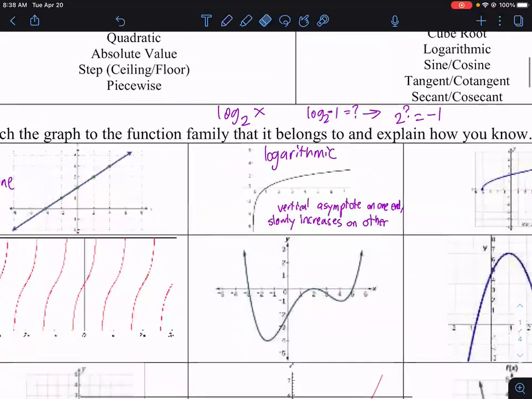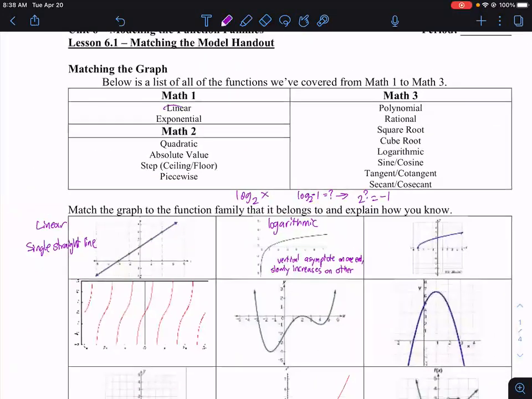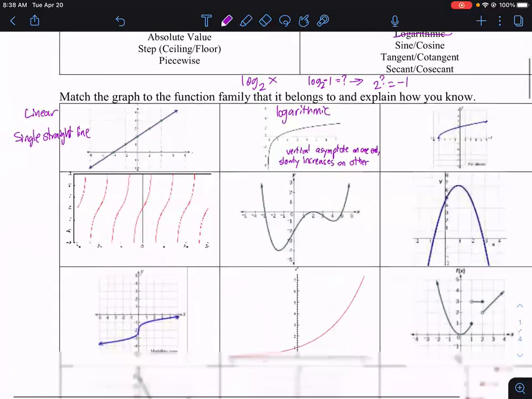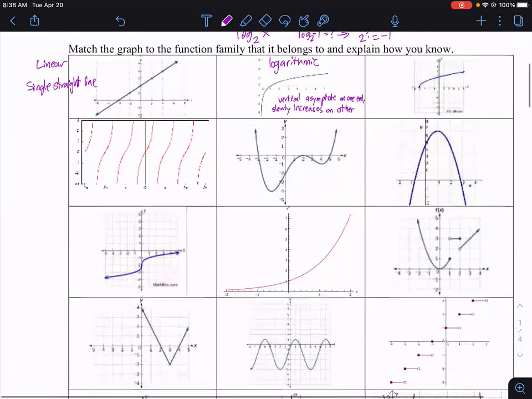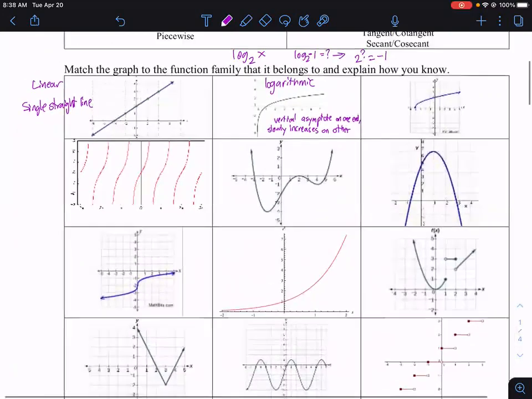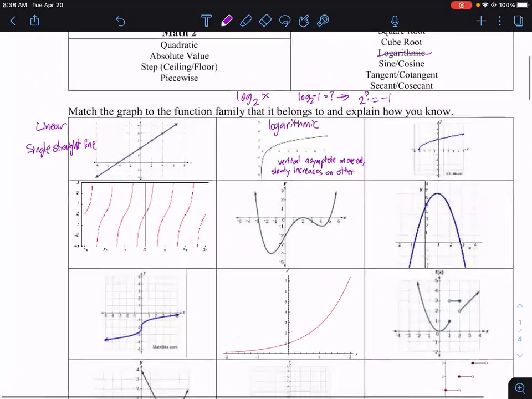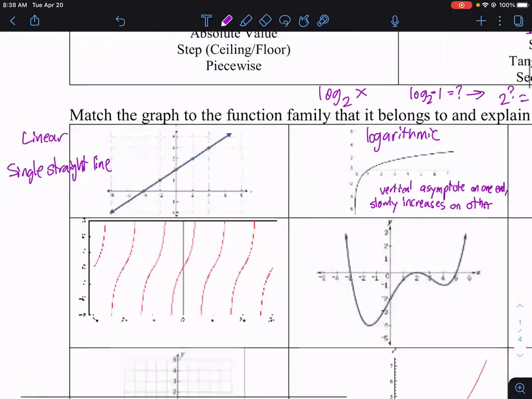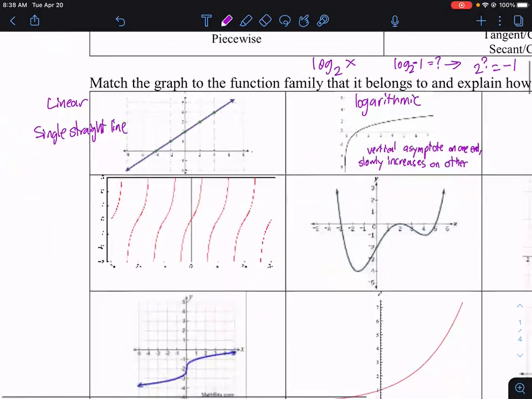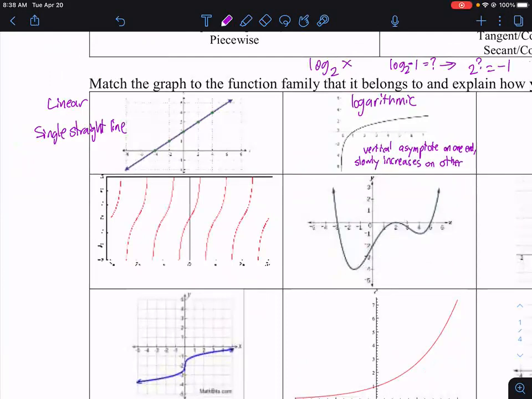Okay. All right, so we've done linear, we've done logarithmic. Go ahead and take a few minutes and see if you can go through the rest of these. Again, make sure you not only write the name of the function, but come up with a description that will help you remember it in the future. Okay, so again, please work on this for a few minutes.